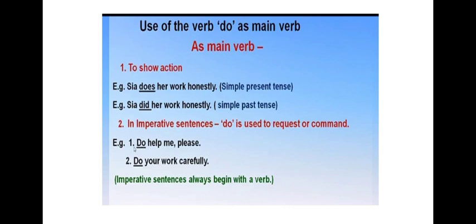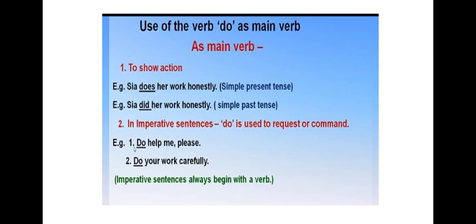So let's see the next example. She did her work honestly. Now here this sentence is in the simple past tense, so here the form of do becomes did. Okay, so in both example 1 and 2, the form of do is used as a main verb because there is no other action in the sentence but only the form of do.